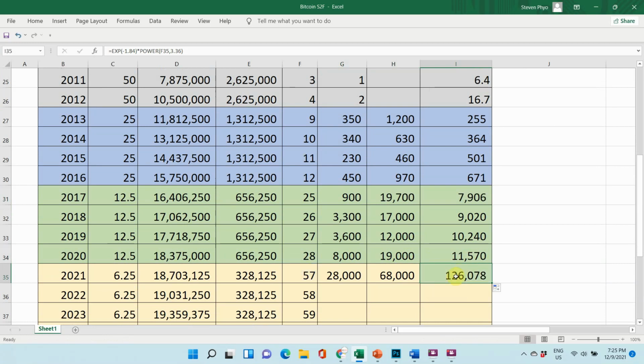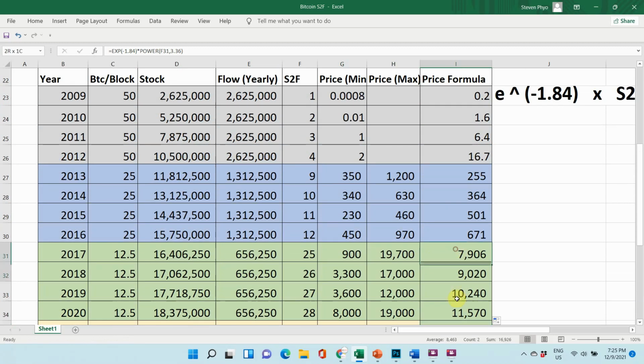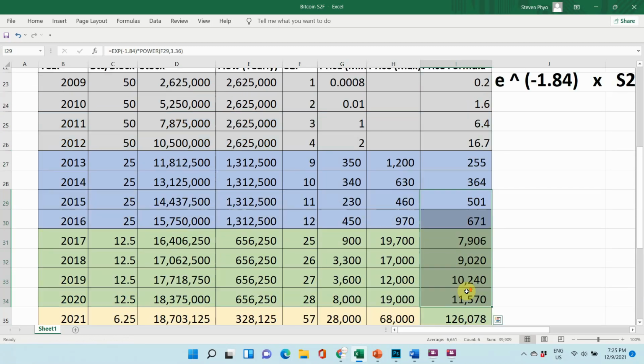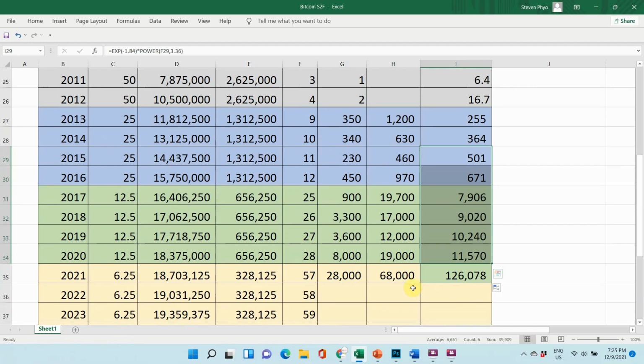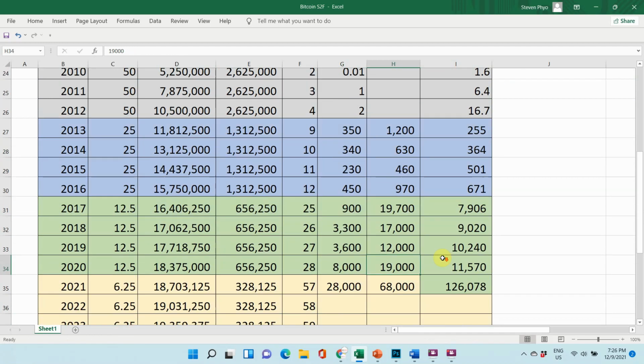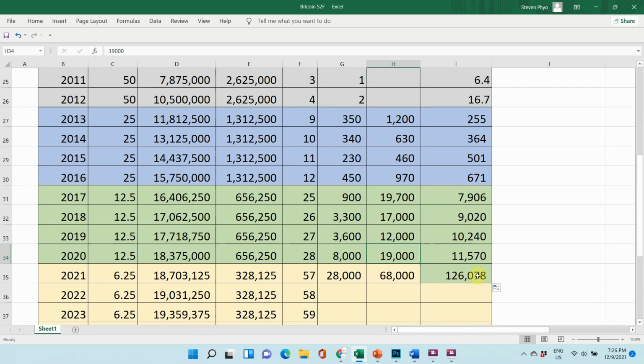If we look back at the history, all actual prices were even higher than the formula price. In 2020, the formula price is only 11,570, but the price reached 19k. So I think when Plan B combined with his floor model, he predicted the price to reach 135k in December 2021.